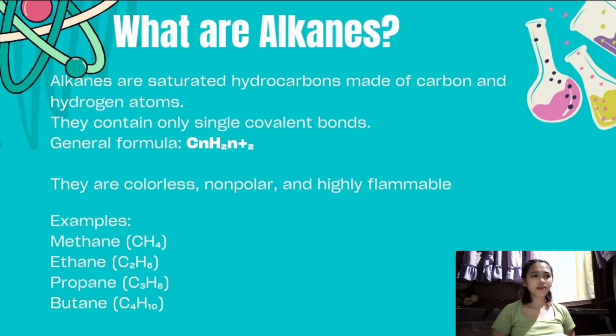So, what are alkanes? Ang alkanes, guys, are saturated hydrocarbons. Meaning, they are compounds made of carbon atoms and hydrogen atoms. Gitawag sila saturated because they contain only single covalent bonds between carbon atoms. There is a general formula, which is CnH2n+2. N represents the number of carbon atoms.